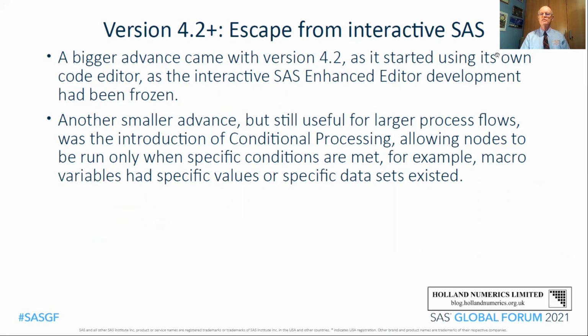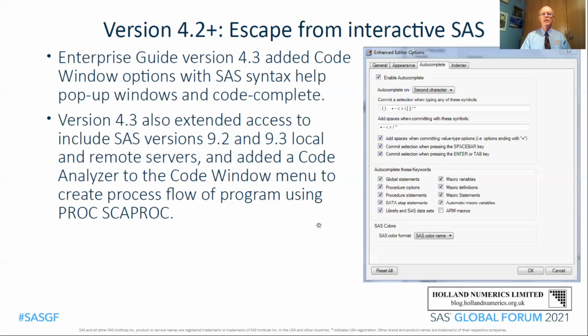There's another small advance, which was in the process flows, where there was introduction of conditional processing. These were little gates, I suppose you could call them, that would allow tasks to be run through them, but only if a particular condition was met. And so it would test macro variables or whether particular data sets existed.